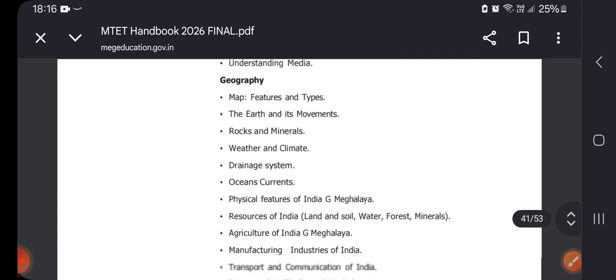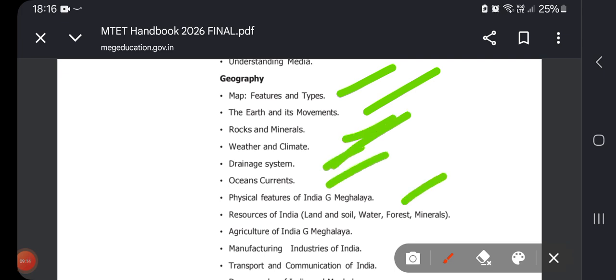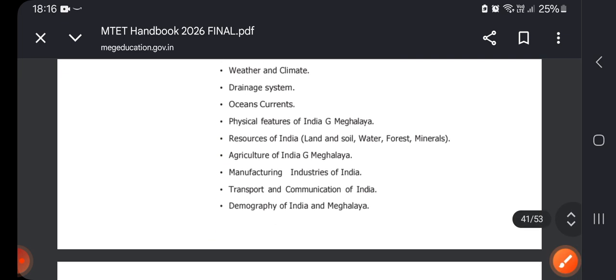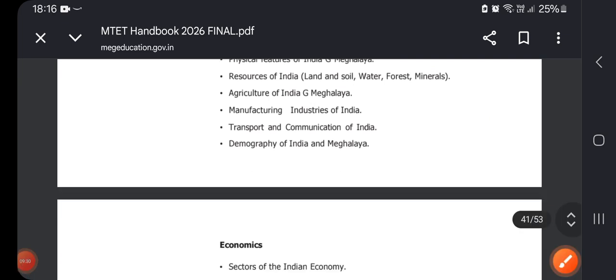Okay, in geography, what will be asked? Maps will be asked, earth and its movements, rocks and minerals, weather, drainage, ocean currents, physical features of India and Meghalaya, it is very important. Sources of India, agriculture of India and Meghalaya, this is very important. Manufacturing, transport and communication, demography. These, friends, cover very well. Many questions will come from here.